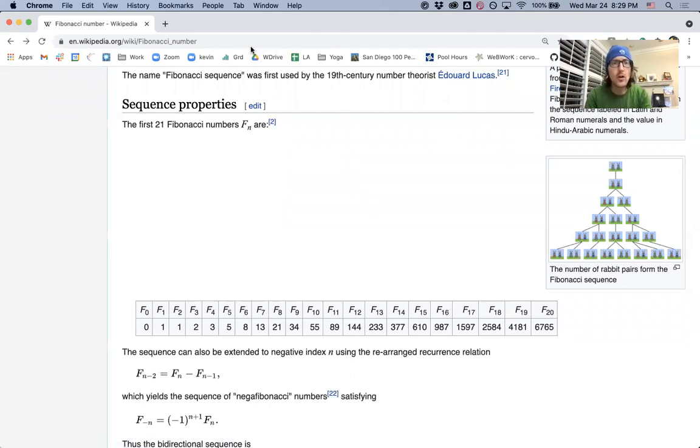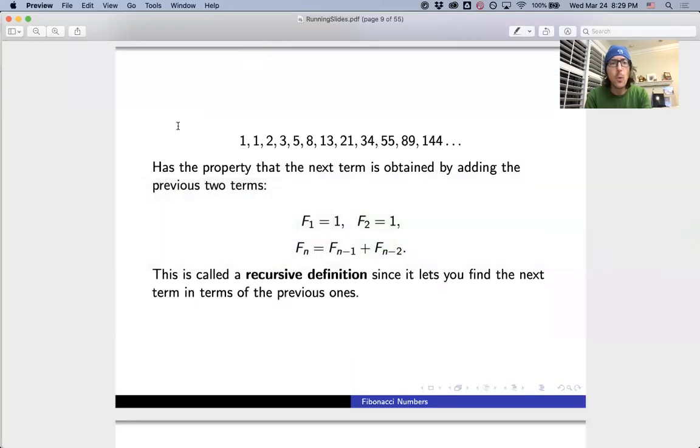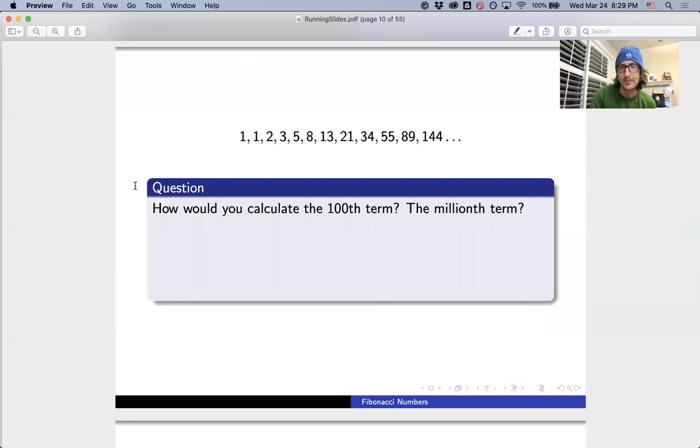But in our class, this comes at the point where we've just been doing a lot of counting. And one sort of, I don't know if it's really a counting problem, but it's a problem about numbers. What if I asked you for the 100th Fibonacci term? Or what if I asked you for the 1,000,000th term?